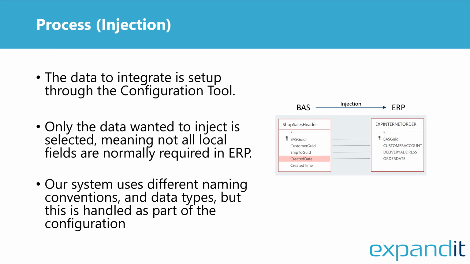So again, our system uses different naming conventions, different data types, but this is all handled as part of the configuration and pushing data back in. So you can see here, we may have certain fields and names within the BAS, but when it goes back to AX or F&O, we have a different name for our holding table, and then we might have different names for the fields as well that would more accurately match probably the fields within the tables that it's going to end up in.